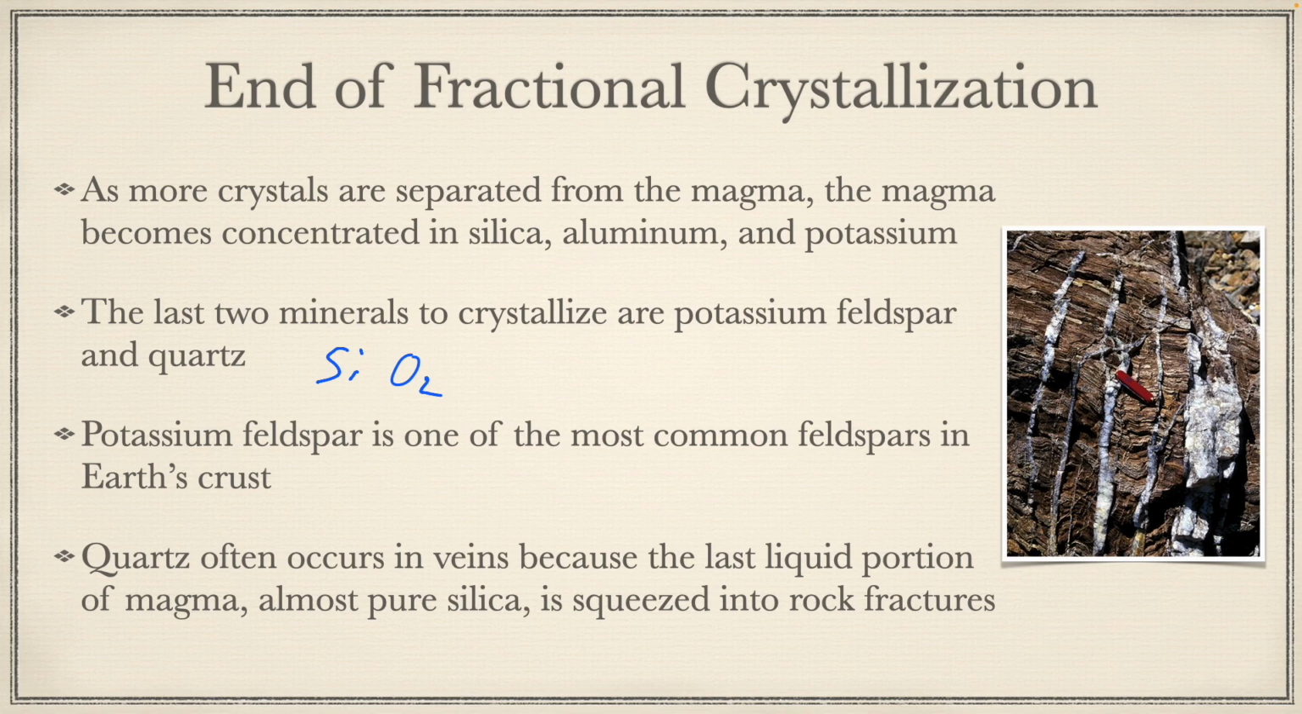Potassium feldspar is one of the most common feldspars in Earth's crust. It's just very common. There's a lot of aluminum, a lot of silicon, and a lot of oxygen in the Earth's crust, so that makes a lot of potassium feldspar.